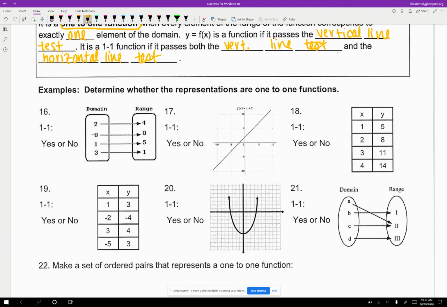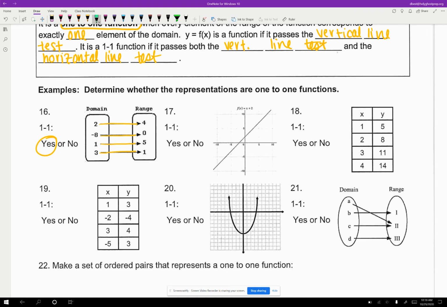So the first one we're looking at, we're deciding, is this a one-to-one function? So you're asking yourself, are there any x repeats? Are there any y repeats? And it looks like for the first one, we go 2 to 4, -8 and 0, 1 to 5, 3 to 1. So yes, this is a one-to-one function.